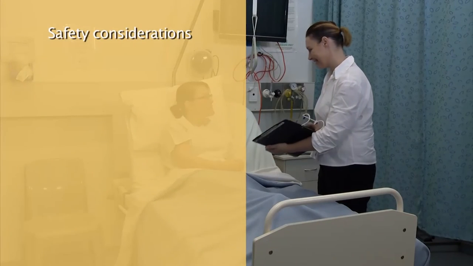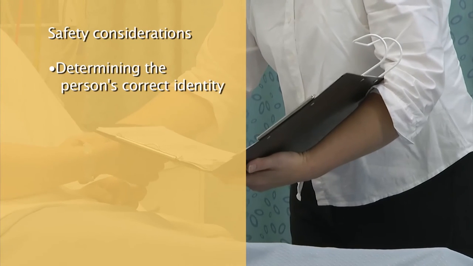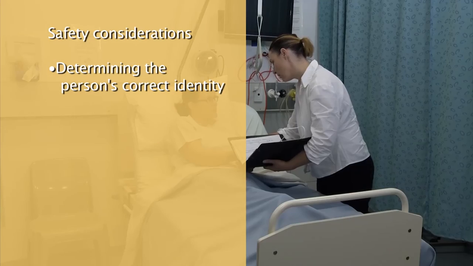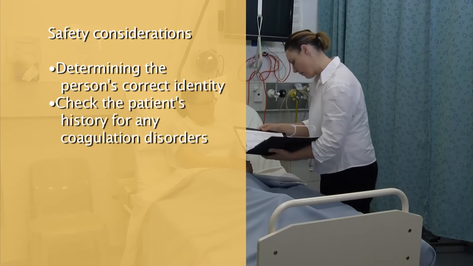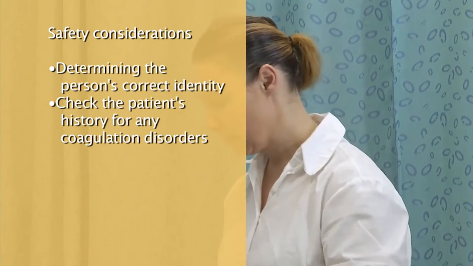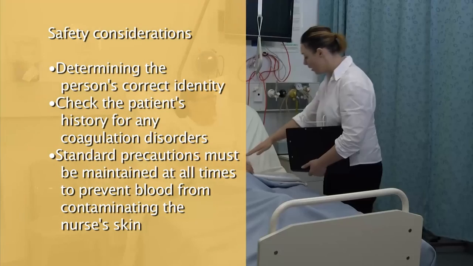Safety considerations include determining the person's correct identity by asking the patient's full name and date of birth and checking their identification band against their request form. Check the patient's history for any coagulation disorders. Standard precautions must be maintained at all times to prevent blood from contaminating the nurse's skin.